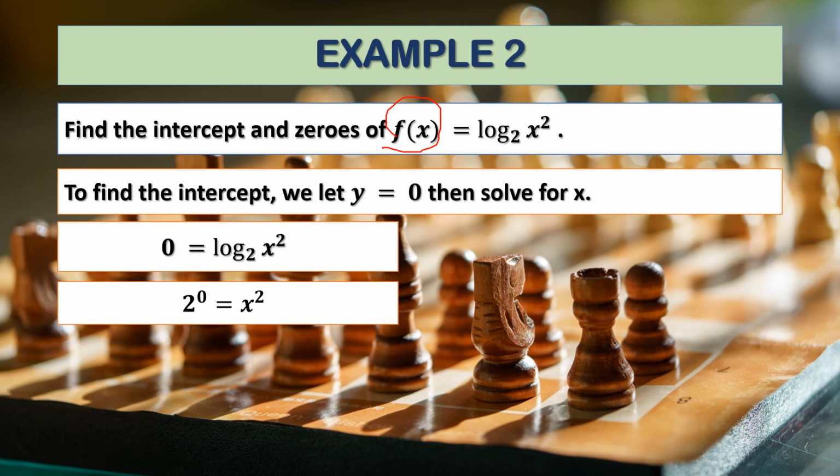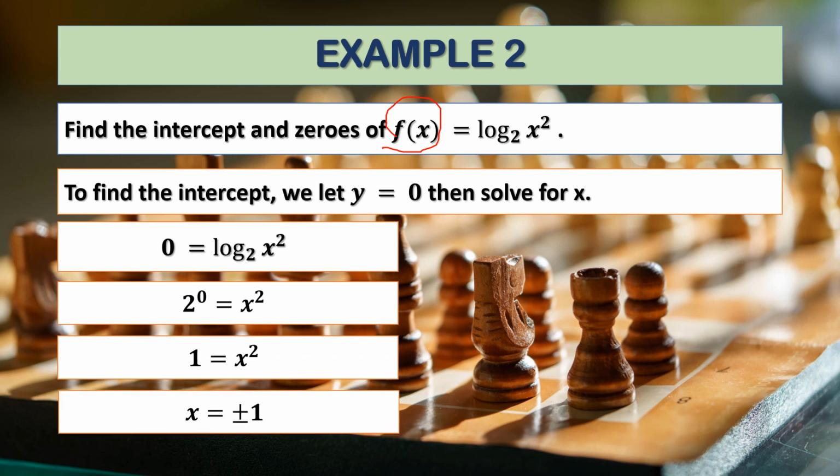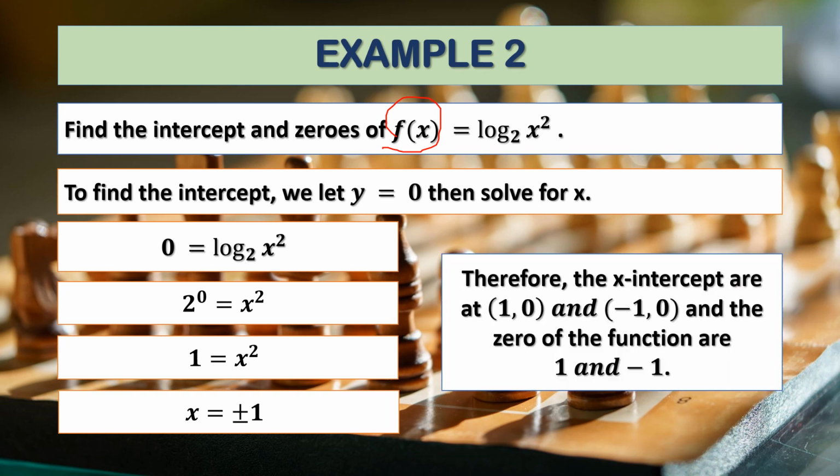So any number raised to 0 is 1, so 1 is equal to x squared. Therefore, x is equal to positive or negative 1. Therefore, the x-intercepts are at 1 and 0 and negative 1 and 0. And the zeros of the function are also 1 and negative 1.